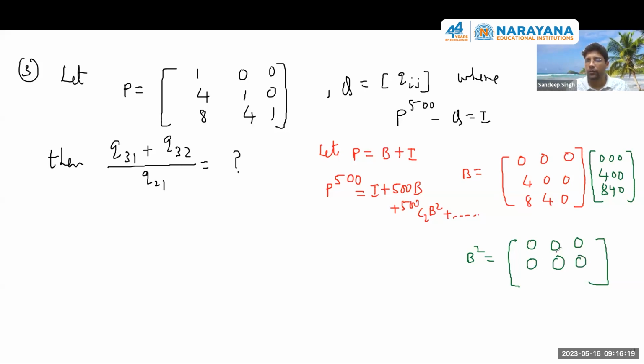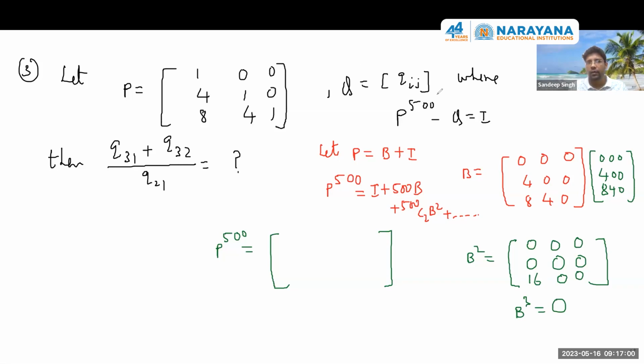And this value will be how much? 16. Yeah. And then all are 0. Yes, sir, 0. So obviously B cube will be 0. No worries. B cube is 0. So B cube onwards, they are 0. So now you can calculate P power 500 in a better way. P power 500 will be equal to I plus 500 times B and then 500 C2 into B square. So what is that going to be equal to? Tell me.